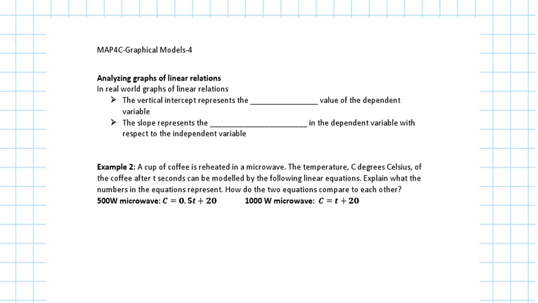So in real world graphs of linear relations, where I'm not just giving you a graph and telling you here it is, the vertical intercept represents the value of the dependent variable, the what? The y-intercept, the vertical intercept, represents what value of the dependent variable? What do we call that value? Starts with an I. Initial. That's your initial value. That's what you're starting with. Okay?